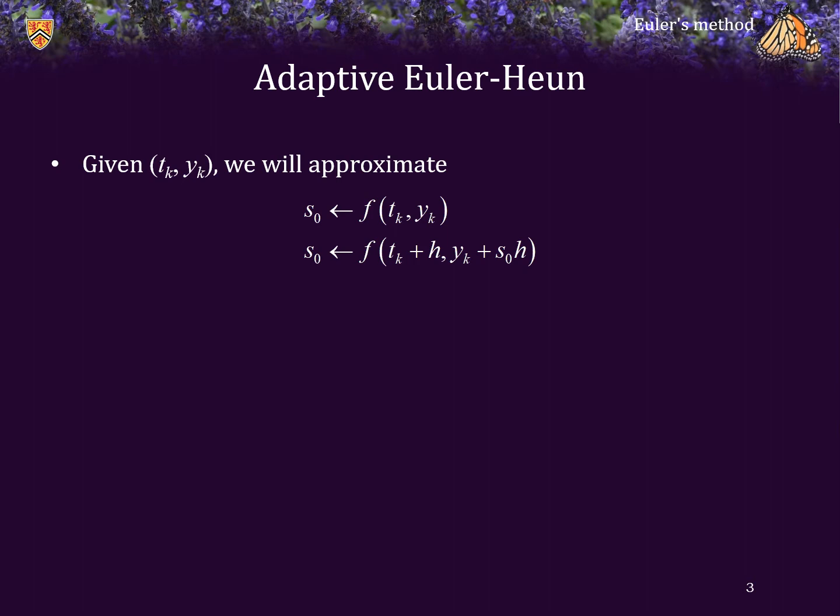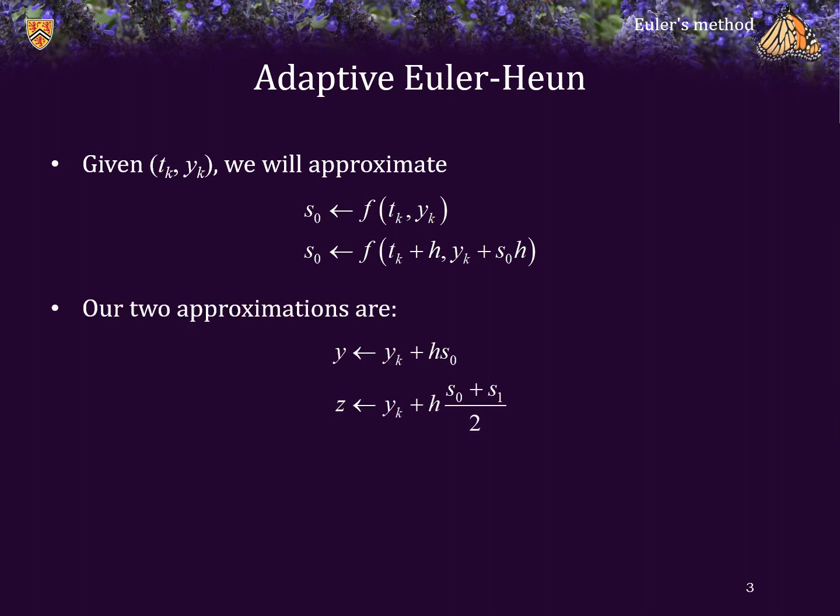Given the point t sub k, y sub k, we will calculate both the slopes s0 and s1. We then have two approximations. Our suboptimal approximation is Euler's method, and that we will assign to y. Our more precise estimate is from Heun's method. We will assign that to z.